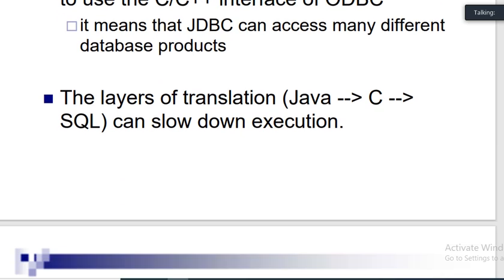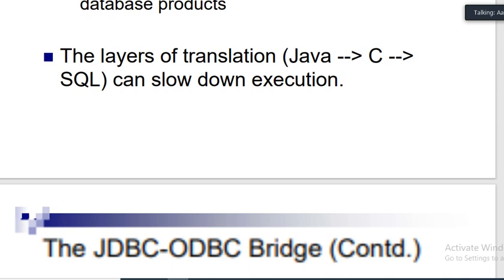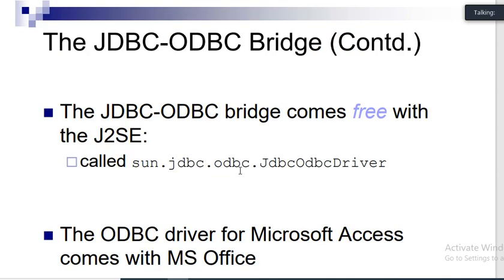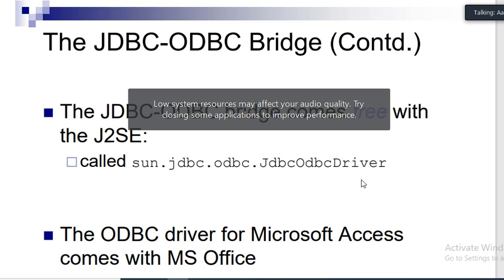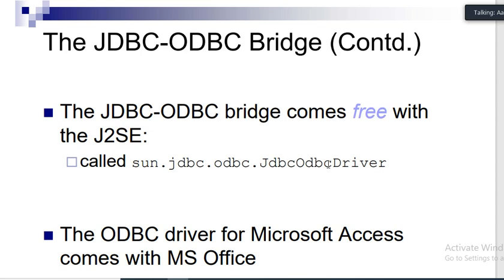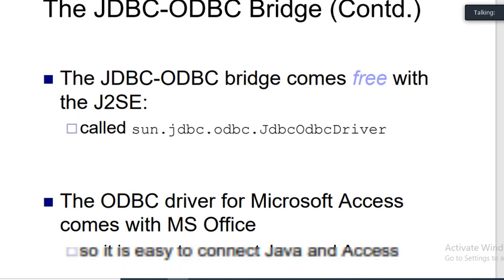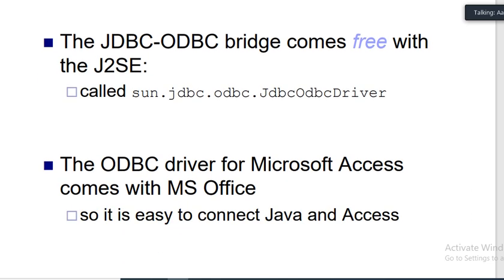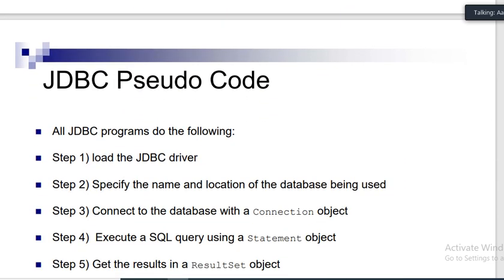So the JDBC-ODBC bridge basically comes with J2EE as sun.jdbc.odbc.JdbcOdbcDriver. This is basically an ODBC driver for Microsoft Access.